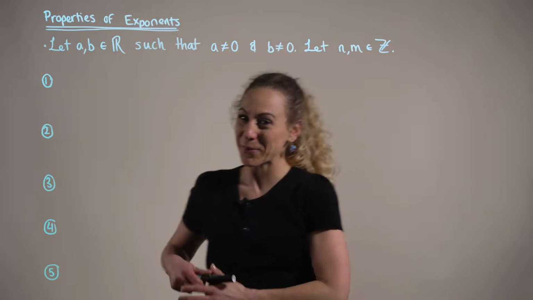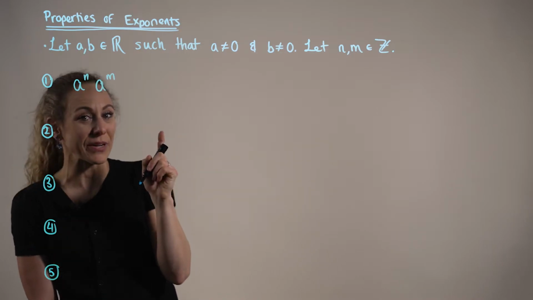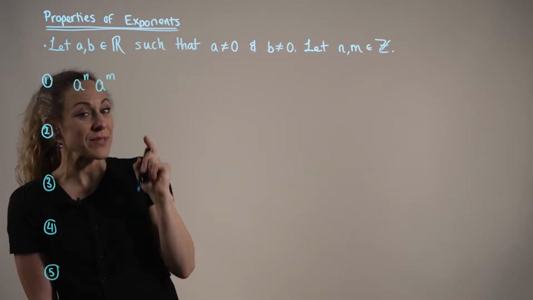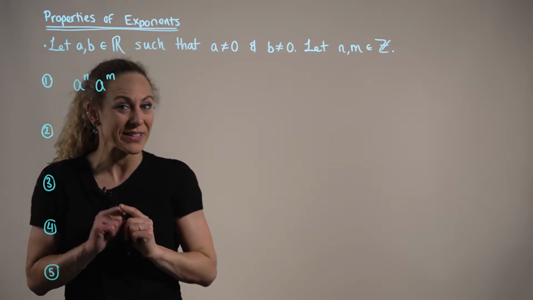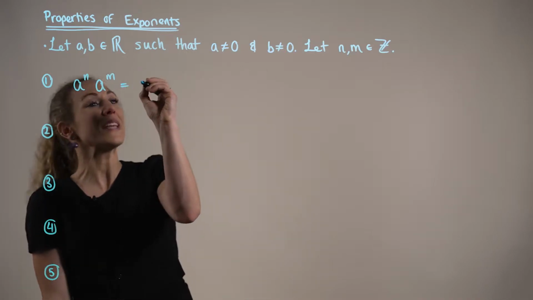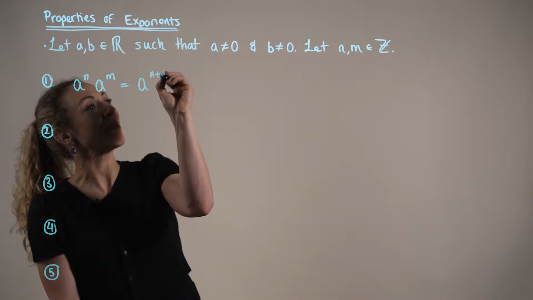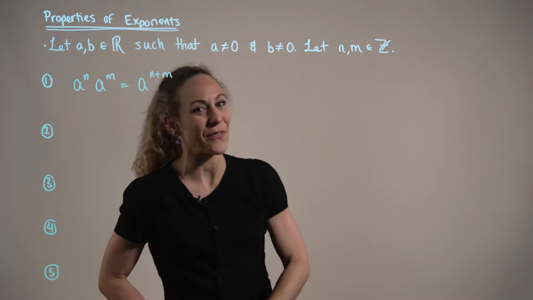So property number 1. Notice with this first property, we have a to the n times a to the m. So we have the same base but different exponents. When we have an expression with the same base and different exponents, we can combine those exponents by taking the sum. So let's consider the following example.